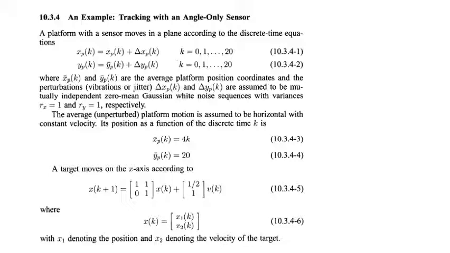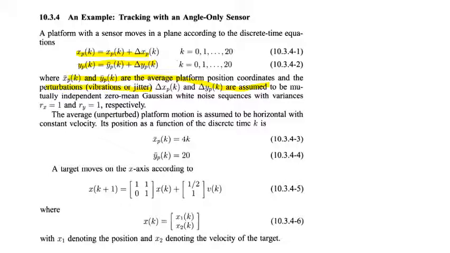Let's get to an example. The example is such that we have a platform with a sensor moving in a plane. It is represented by a discrete time equation. This is the position in X, this is the position in Y. Where X and Y are the average platform position coordinates, and the perturbations are like vibrations or jitter or whatever. So del xp and del yp will be assumed to be mutually independent, zero mean white Gaussian noise.